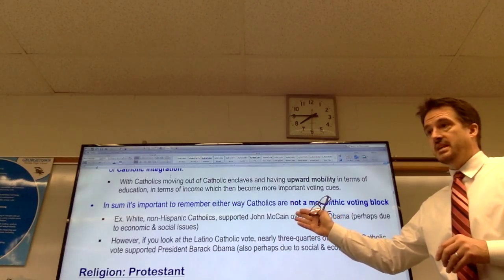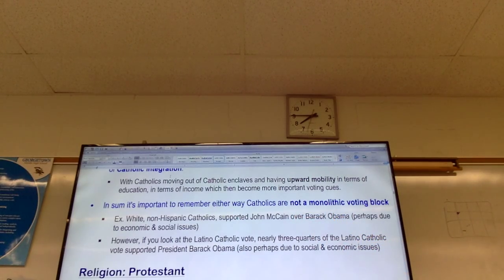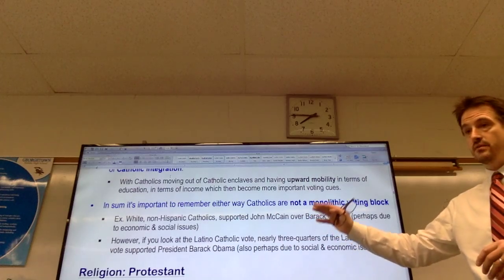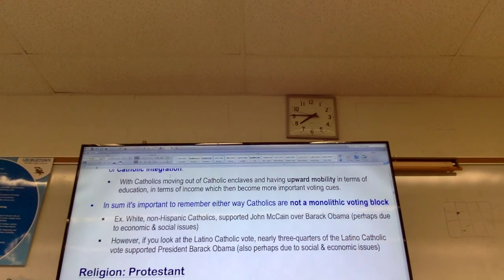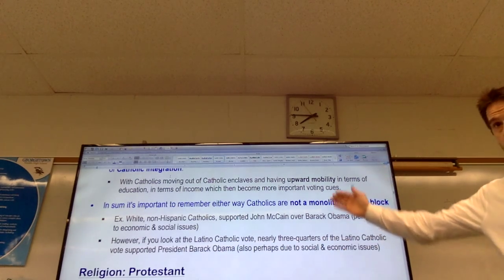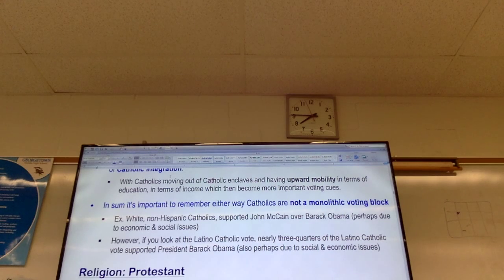One of the ways to kind of see it is to look at the split within the Catholic vote when it was two election cycles ago, when John McCain was running against Barack Obama. White non-Hispanic Catholics broke for John McCain. The Latino Catholic vote went for Barack Obama. That was race, that was income, that was religion. And you could see that kind of race and income trumped religion. The Catholic bloc kind of broke along ethnic and economic lines.